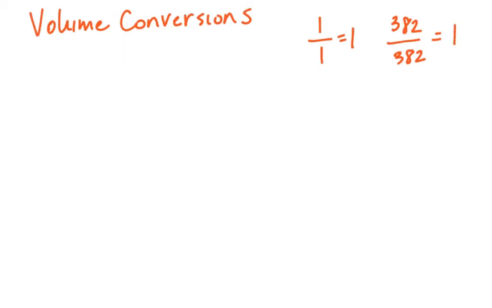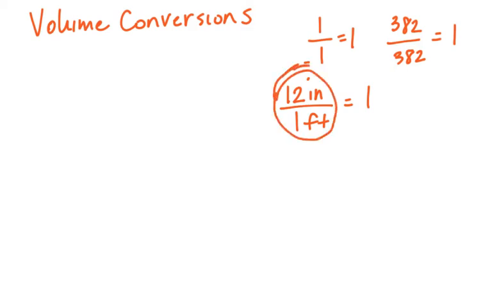Well, I can also do that with measurements. So if I know that 12 inches is the same thing as 1 foot, it's like I'm writing the number 1. So I can multiply this fraction, because this fraction really just equals a 1, I can multiply it by any number without changing the value of that number. And that's what allows us to do these unit conversions. But if we're converting volume, volume is different than a lot of things, because volume involves cubic measurements, because we're not just measuring the area of something, we're also measuring the depth of something.